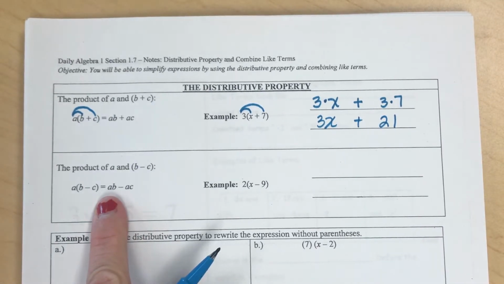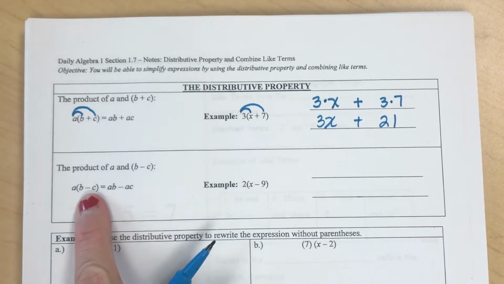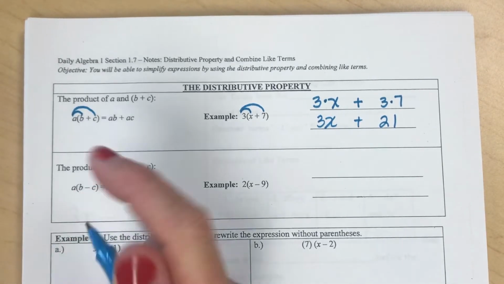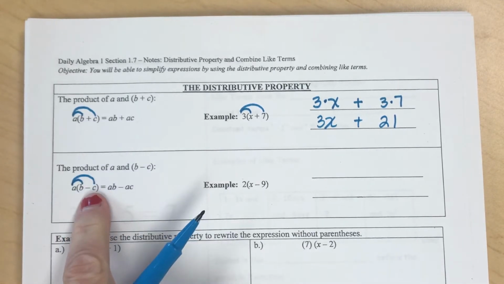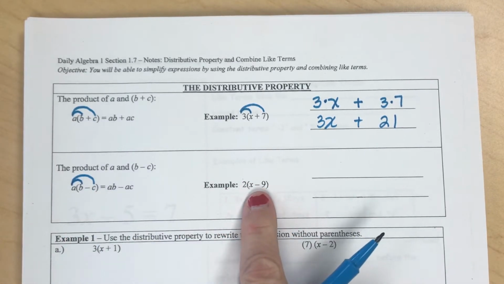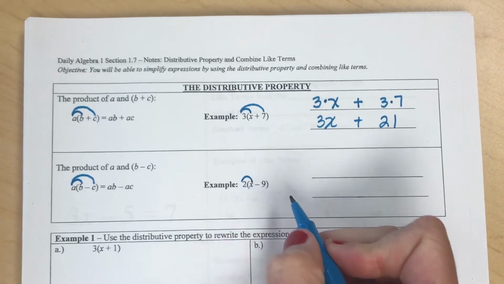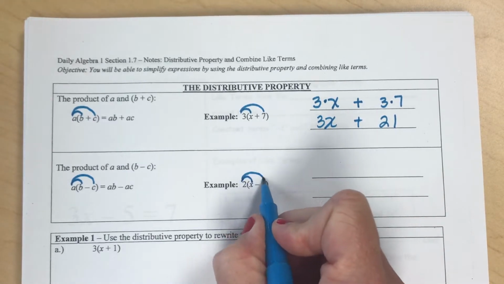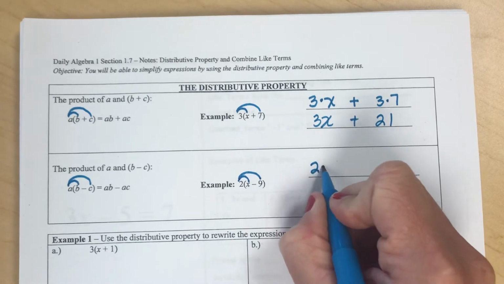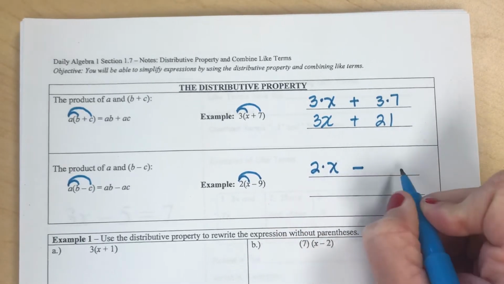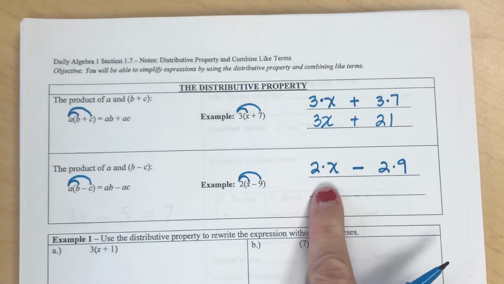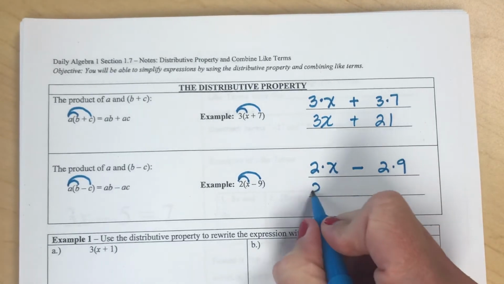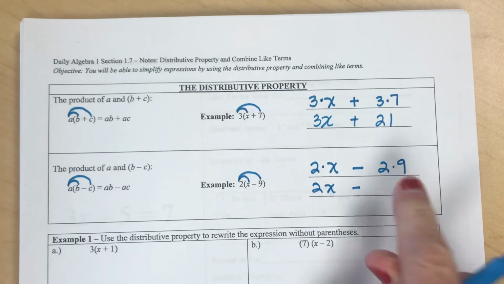It works just the same way with subtraction as your sign in the middle of that quantity in parentheses. You will still distribute the A to the B term and the A to the C term. So for this example, I will still multiply the 2 to the X and the 2 to the 9. So 2 times X, but this time subtract the 2 times 9. Now what I'm going to do is simplify. 2 times X and 2 times 9.